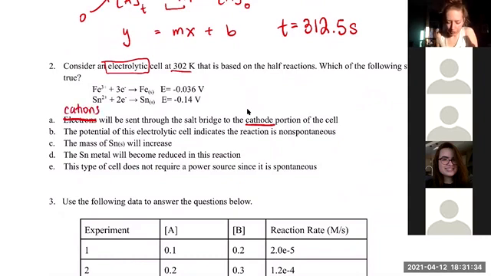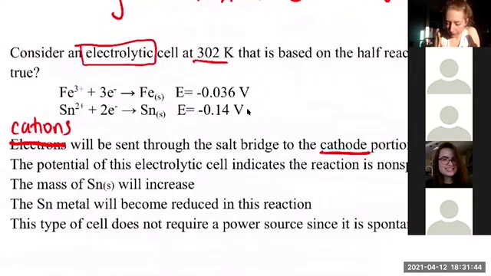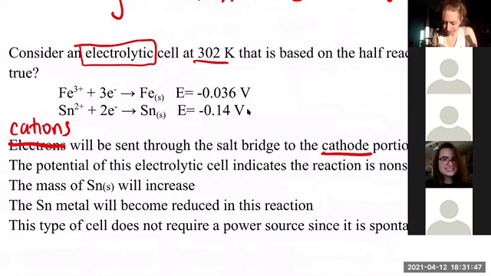B is saying the potential of this electrolytic cell indicates that the reaction is non-spontaneous. And that is true because we are going to get a negative cell potential. Specifically, if you wanted to calculate it, it would be the difference between these, and it would be the negative difference. So 0.14... negative 0.014.